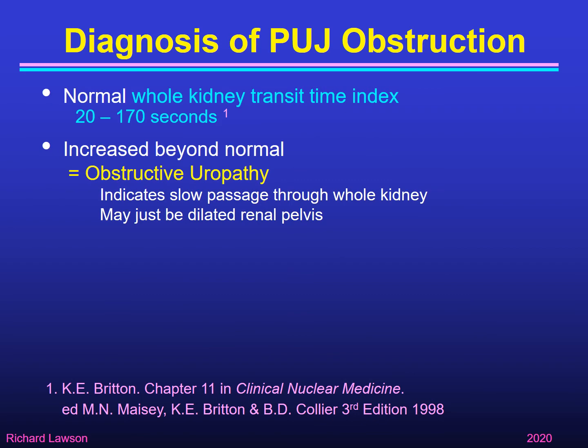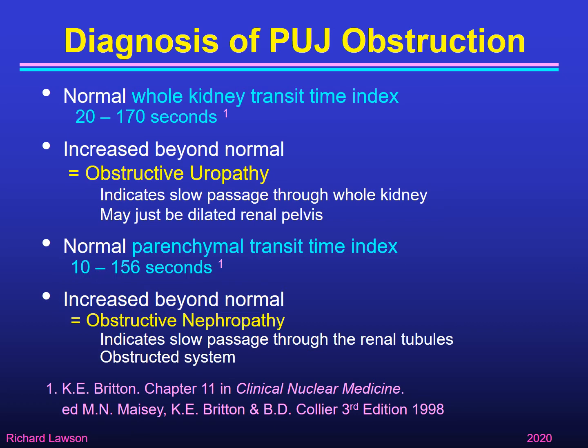So to diagnose Pelvi-Ureteric junction obstruction, according to Keith Britton's method, you look at the whole kidney transit time index, which in a normal should be between 20 and 170 seconds. And if it's increased beyond that, then that's what Keith Britton says is an obstructive uropathy. That indicates slow passage through the whole of the kidney, and that may just be a dilated renal pelvis.